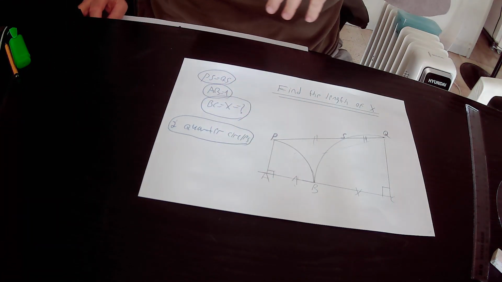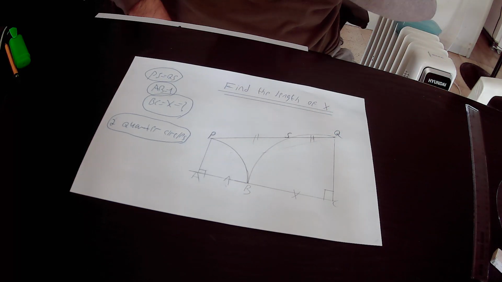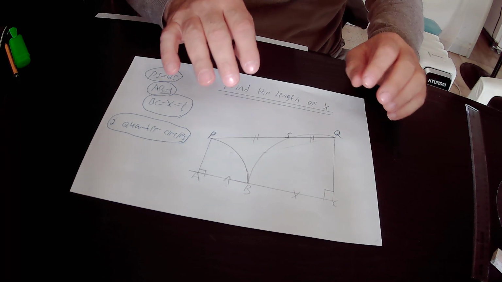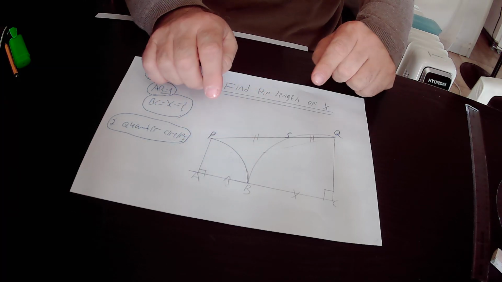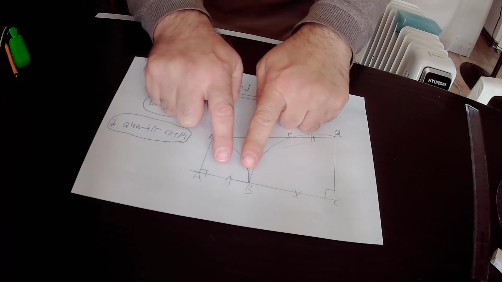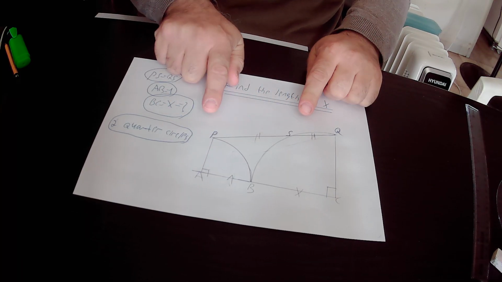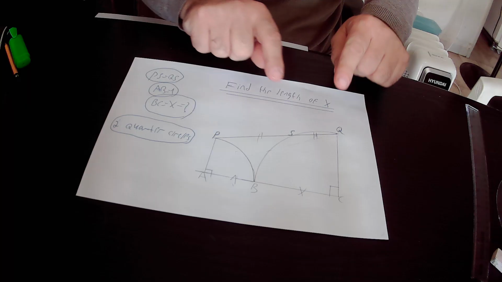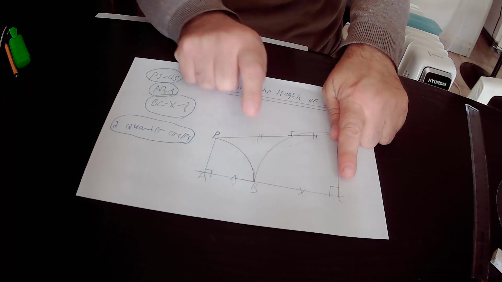Hello, in this lecture we'll find out the length of line segment X. In the drawing we have two quarter circles. Those two quarter circles touch each other at point B. In addition, you know that AB equals 1, QS equals SP, and our mission is to find the length of this line segment BC that is equal to X.